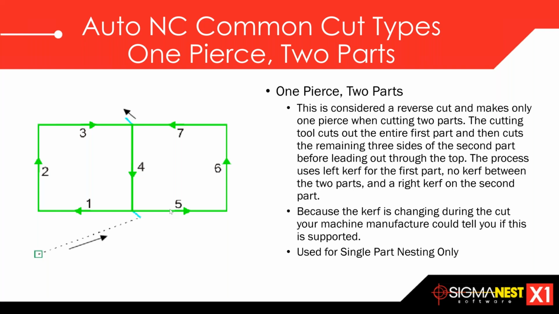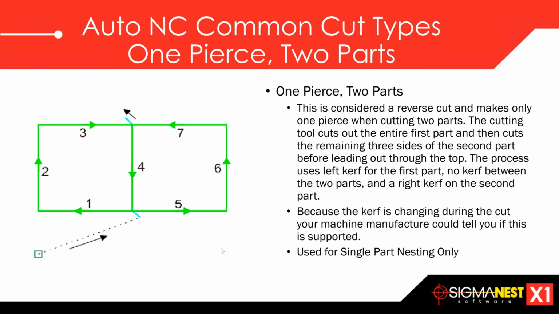So it goes from cutter comp right, and then when it splits the parts between the part itself, it turns off the cutter comp. And then when it goes to do the other part for 5, 6, and 7, it will change the cutter comp again because it's going the other direction. Some machines do have an issue where you cannot change the cutter comp while you're cutting.